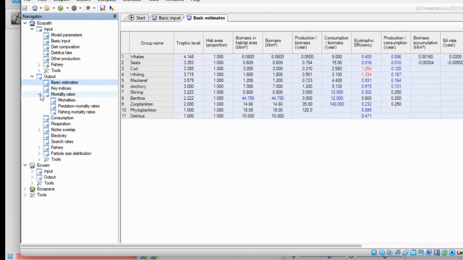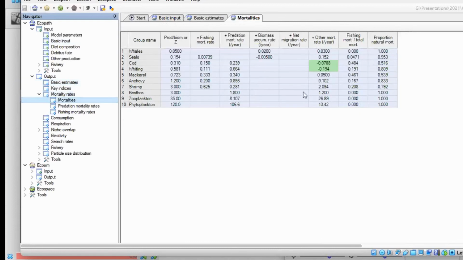We go mortality rates, and then we check, is it fishing or is it predation? So we look at these two especially. For cod and whiting, it looks like it's, whiting, look at that huge predation rate there, 0.6 is bigger than the PB. So obviously there's too much predation on this group. 0.6 is just higher than 0.5.